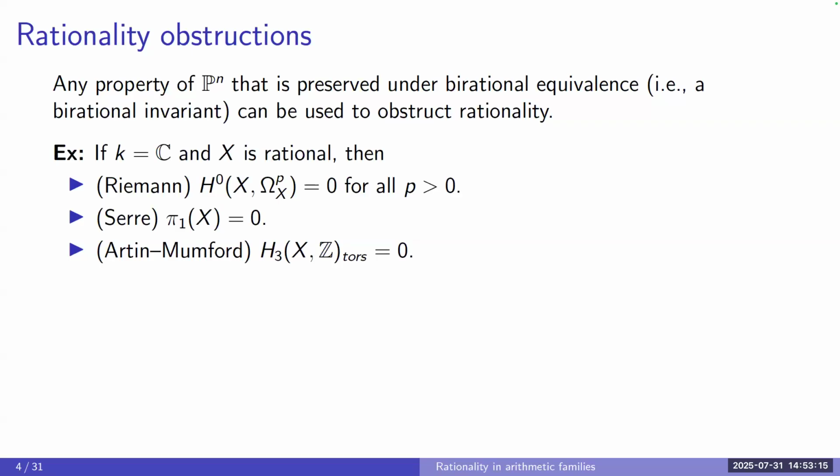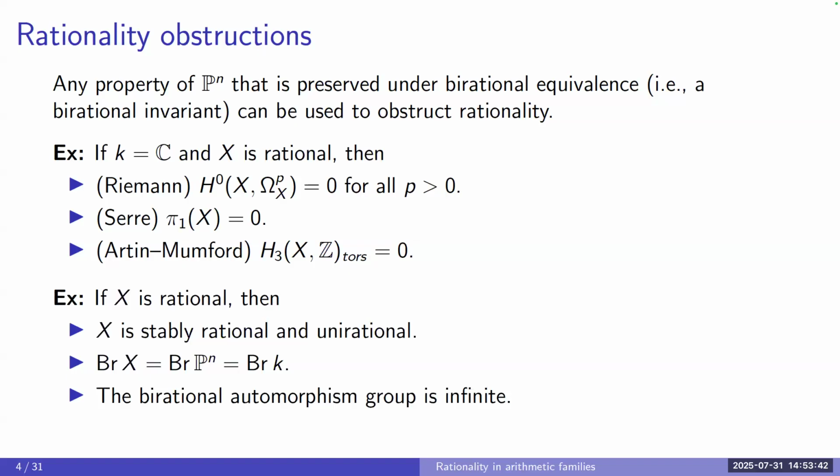Say over the complex numbers, there are a lot of topological obstructions. So if I start with something rational, then going back to Riemann, global sections of holomorphic p-forms have to vanish for p positive. Sayre showed that the fundamental group has to be trivial. Artin and Mumford showed that the third homology group can't have any torsion. So these are all topological properties.